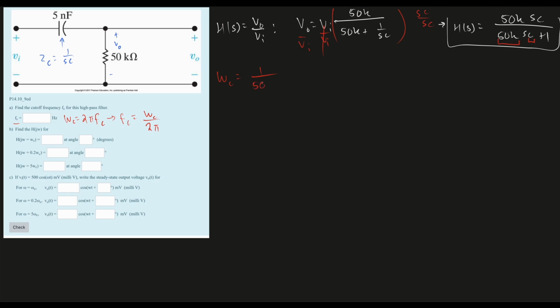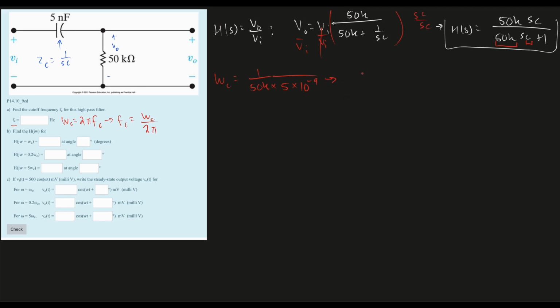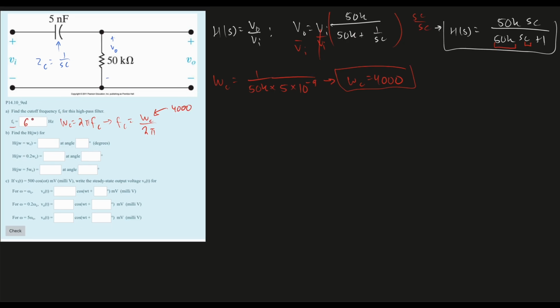So we're going to have 50K times the capacitor. We can now write the capacitor in. We know it's 5 times 10 to the negative 9th because that's nanofarads. And this is going to give us an omega C of approximately 4,000. So this is our omega C. We are now going to plug this into here. We are going to get approximately 637 hertz. So that is the frequency here, and that was for part A.